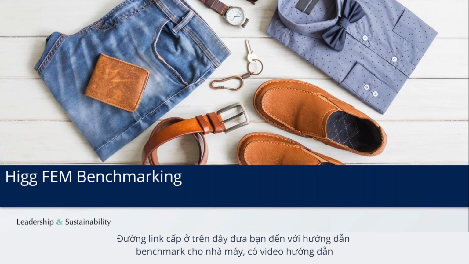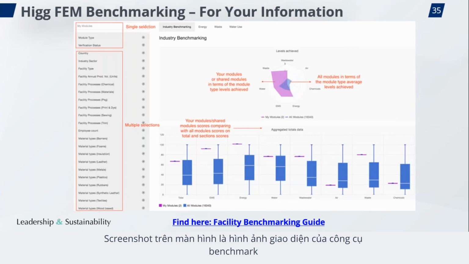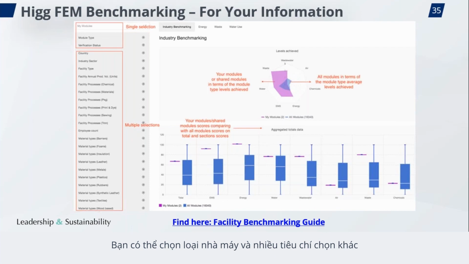Here, down at the bottom of this slide, you can find the link to the benchmarking guide, and there are also videos available. On this screenshot, you can see an example of what it can look like. It's a bit difficult to read here, but if you go to this guide, you will find more information there. You can basically select the type of facility you have, etc. You have many different criteria that you can select for, and then you can be compared directly with your peers within your group.